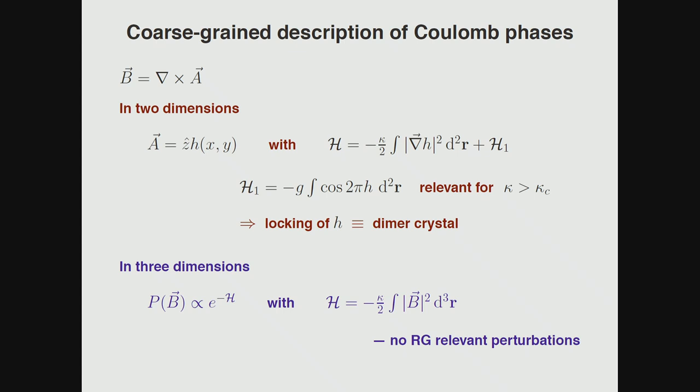And in three dimensions, we have something similar. We can construct an effective weight for configurations in terms of an integral over the flux density in the configuration. The main difference between the two-dimensional theory and the three-dimensional theory is that in two dimensions, the fact that the height field is microscopically discrete can, if the stiffness is large enough, give you a crystalline phase where the height locks uniformly to an integer value. But in three dimensions, there are no small perturbations of this theory that are relevant in the RG sense. So what I want to do next is talk about calculating correlation functions starting from this point.